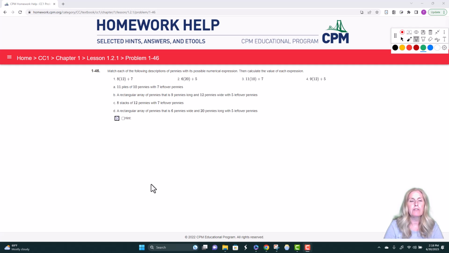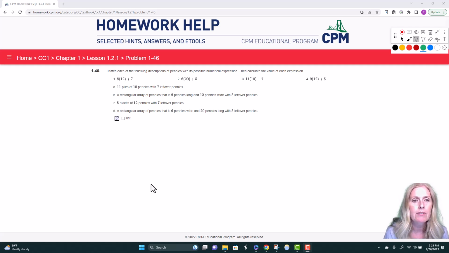Okay, the first question is 1-46. It says match each of the following descriptions of pennies with its possible numerical expression, then calculate the value of each expression. So they have four different number equations, but then they have A through D, which are in words, and they want you to match which scenario goes with the equation. So I think it would be easier if we start reading A, B, C, and D with the words and match it to the number sentence.